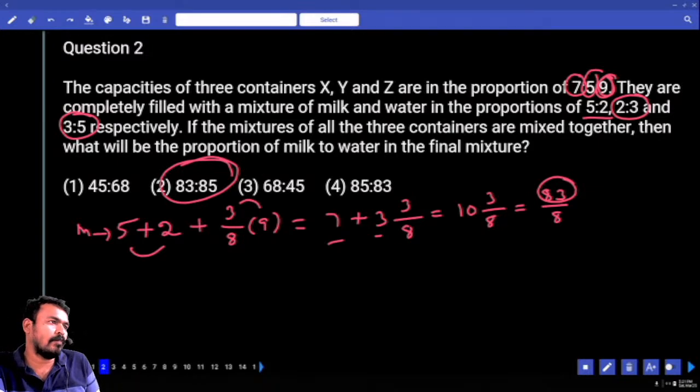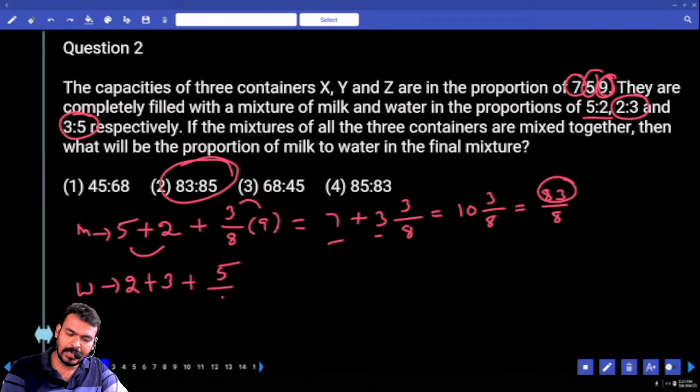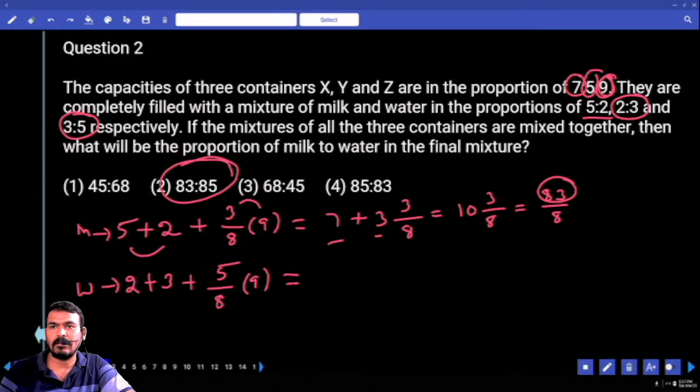Obviously, we get the water value also, same or different. What is the water in the first one? 2. What is the water in the second one? 3. What is the water in the third one? 5 by 8 of which one? 9, or not? Yes or no? Next, solving these, we get the water value. Already we know which one? Milk quantity, or not? Okay.